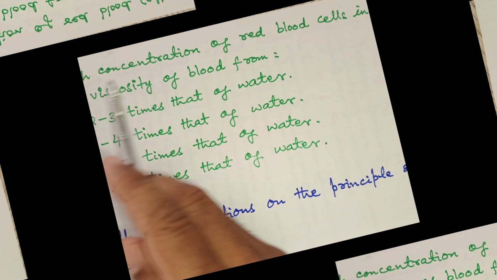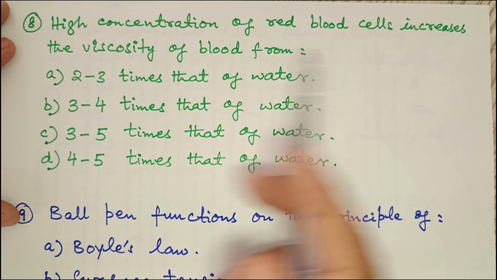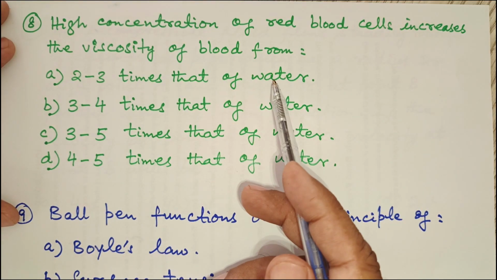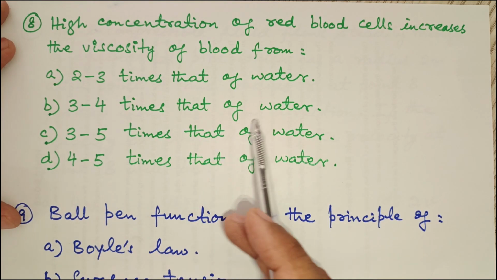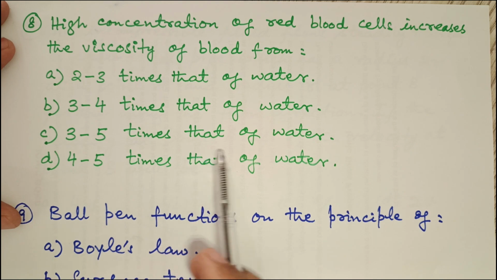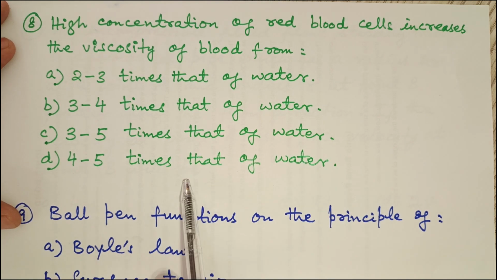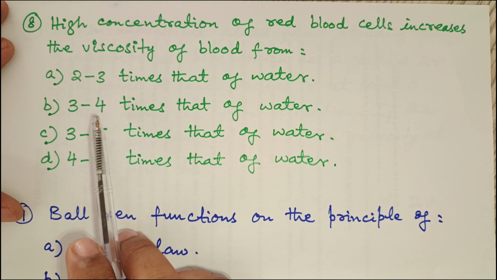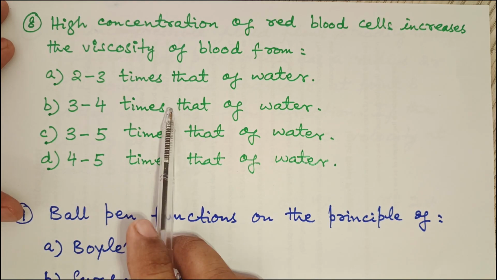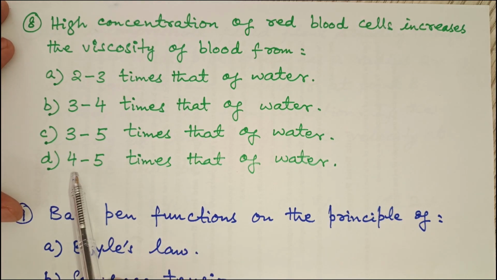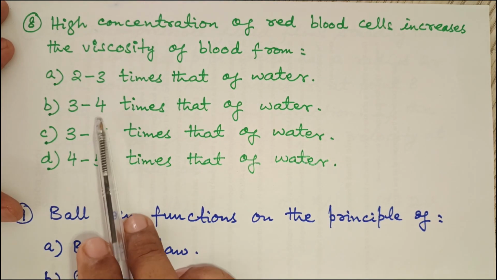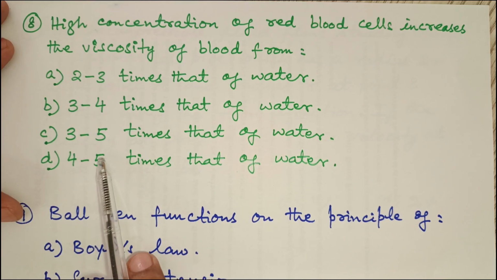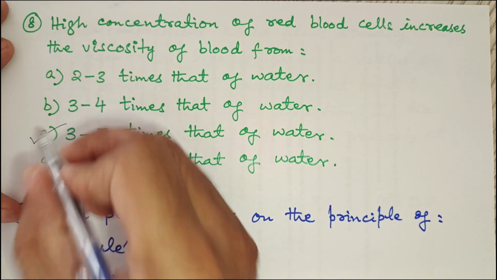The next one is: high concentration of red blood cells increases the viscosity of blood from 2 to 3 times that of water, 3 to 4 times that of water, 3 to 5 times that of water, or 4 to 5 times that of water. In some books, according to some data, this is 3 to 4 times. Some others will inform you that this is 4 to 5 times. So when you check completely, you find that it starts from 3 and ends at 5. So the correct option is 3 to 5 times.